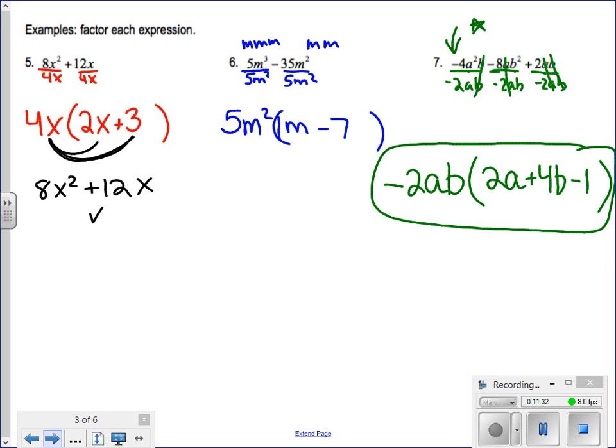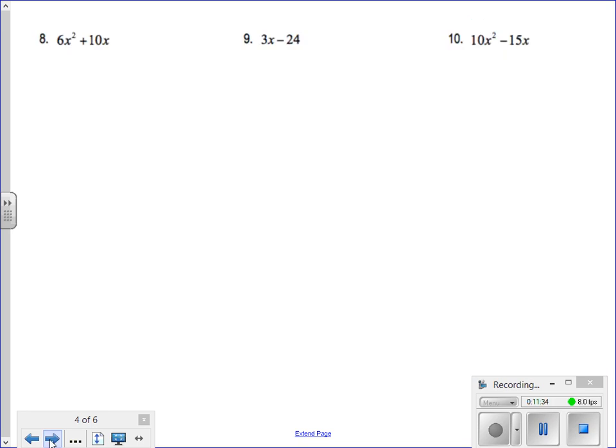All right, let's look at the next row of problems. 6x squared plus 10x. 6 and 10, they're both even, so they probably have a 2. And it doesn't look like there's anything else that's larger than 2. So I'm going to say 2 and x is my GCF. So if I divide both by 2x, I have 6 divided by 2 is 3. X squared divided by x is x. Then 10x divided by 2x is plus 5.